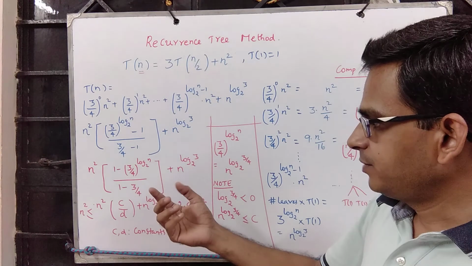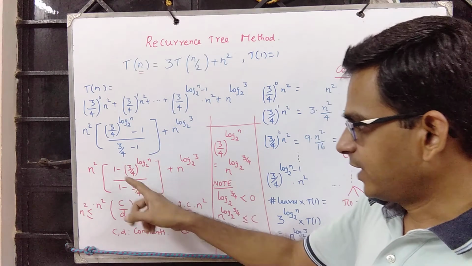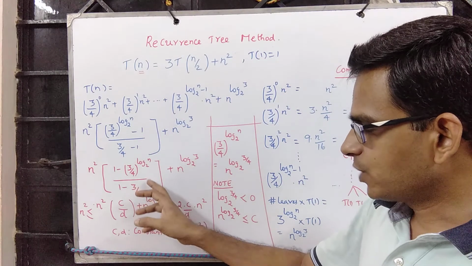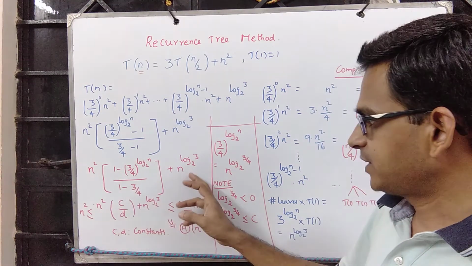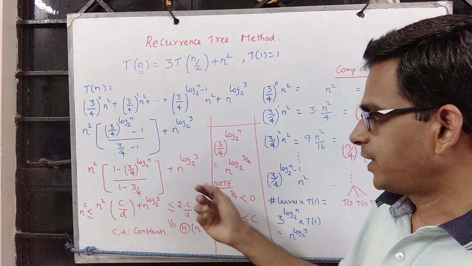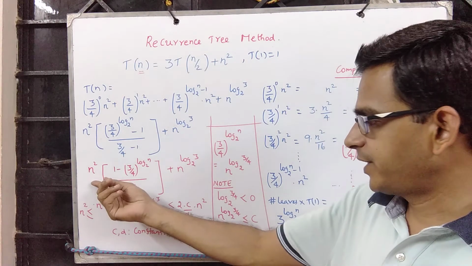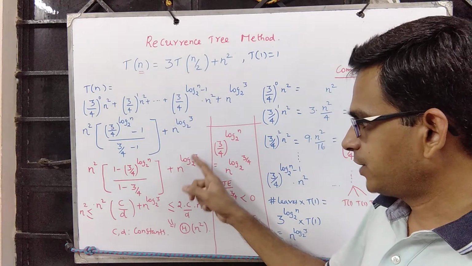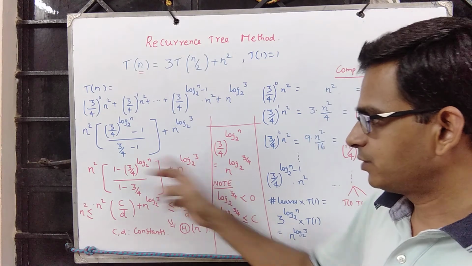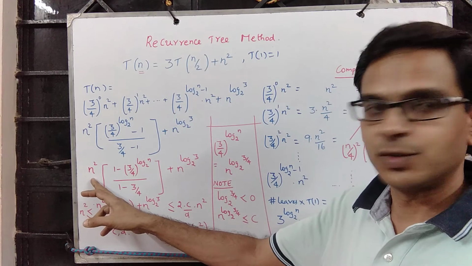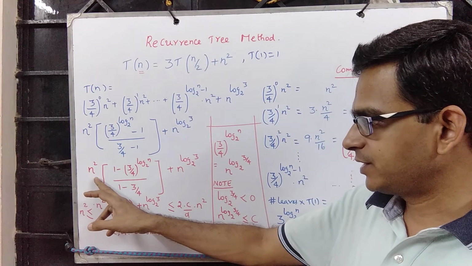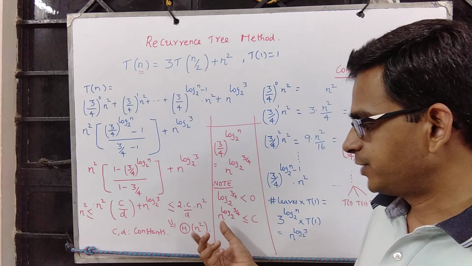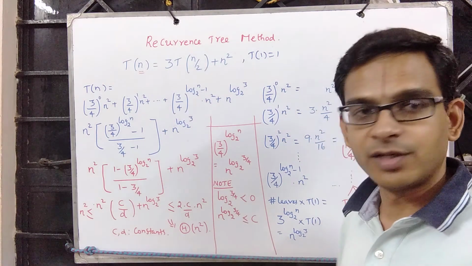Then combine them. You see that this part is a constant. So constant into n square plus n power log 3 base 2, and the asymptotic growth of n square is faster than n power log 3 base 2, because log 3 base 2 is between 1 and 2, and this one is 2. So in the asymptotic sense, the growth of this function is faster compared to this. So the solution to the recurrence is theta of n square.